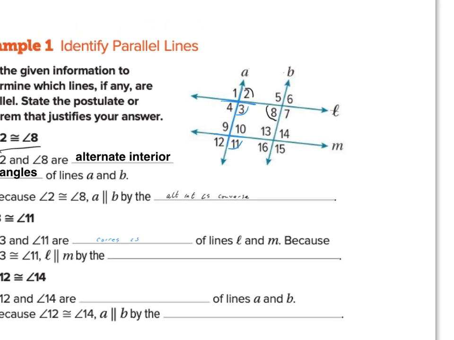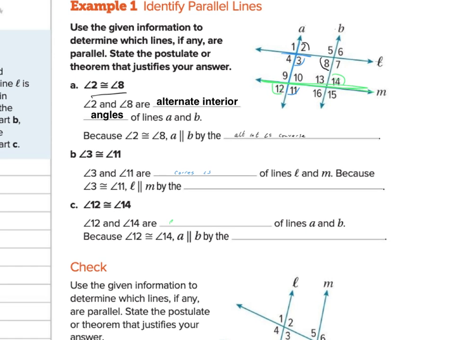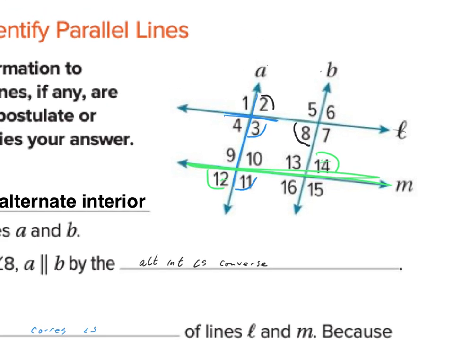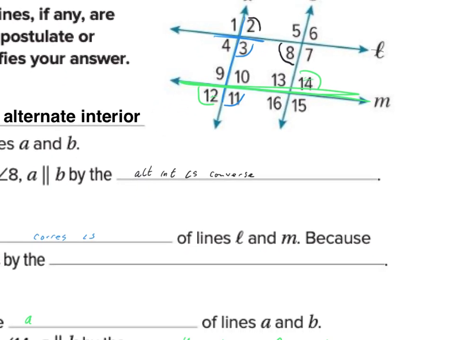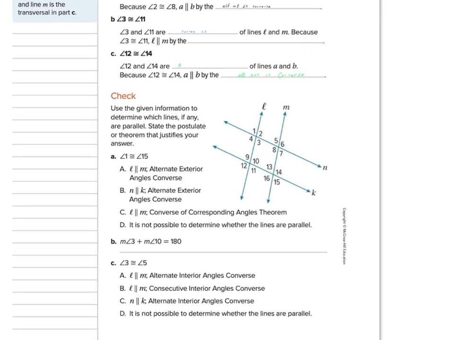Let's see here, 12 and 14. 12 and 14 are going to be alternate exterior angles. Here's my transversal, and they are on opposite sides, which makes them alternate. They are outside of my two lines, so alternate exterior angles. They are outside of lines A and B, and they're the same, so they're going to be the alternate exterior angles converse. So just understanding, if those alternate exterior angles are congruent, then we have two parallel lines. Okay, just being able to make that identification.